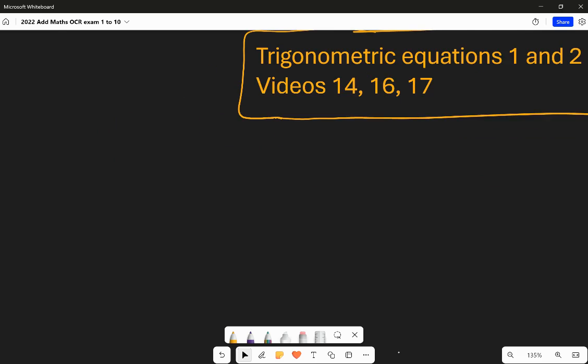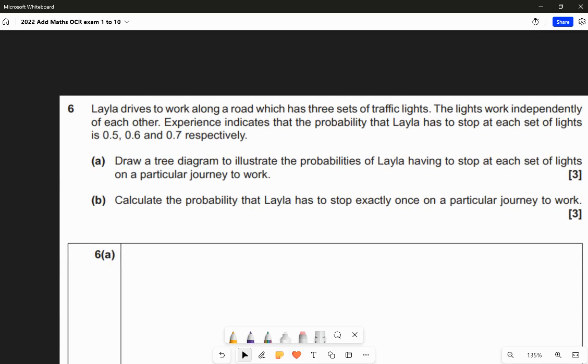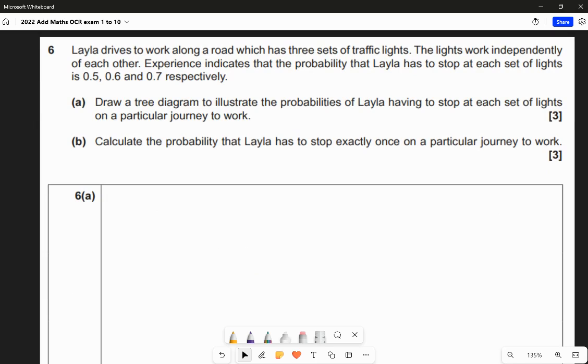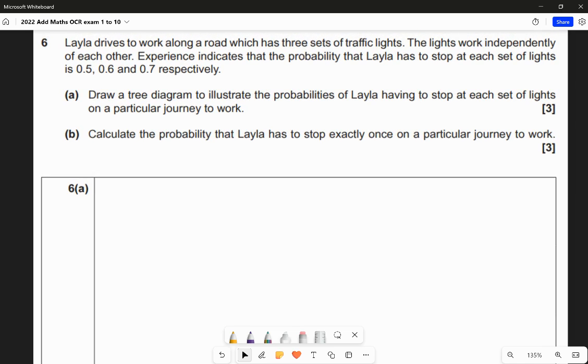Okay, let's have a look at the next question, question 6. Okay, the traffic lights question. So this one here is just a GCSE content question, so it has no Baromaths video. And so I'll skip through it quite quickly.